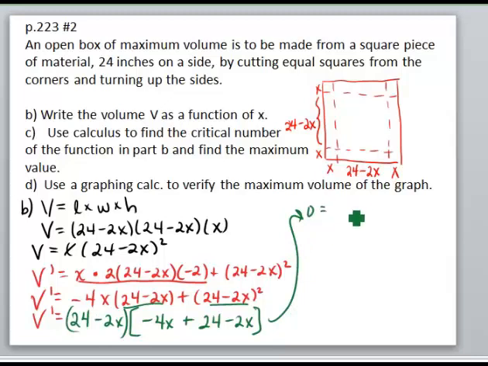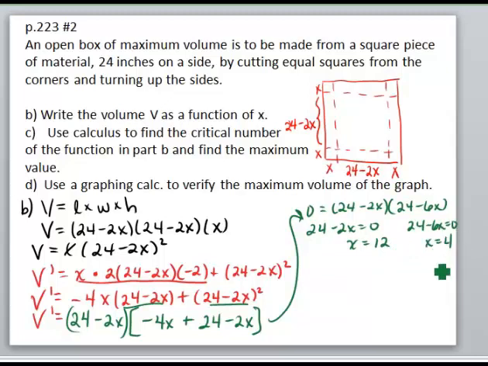Hopefully that allows me to be able to do this. I never thought about doing this before. This ends up giving me on the inside then 24 minus 6x. So now I can take and set each of those equal to 0. This one will give me x is 12. And this one, 24 minus 6x equals 0, will give me x is 4.